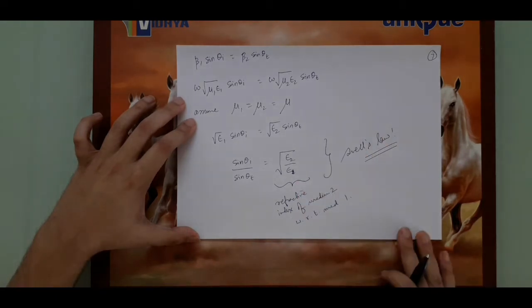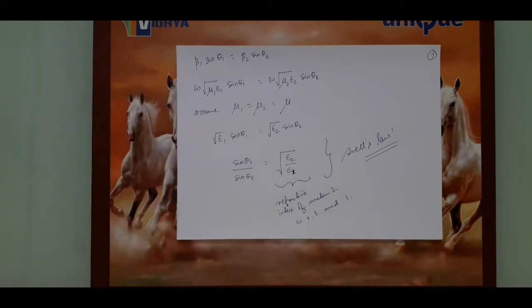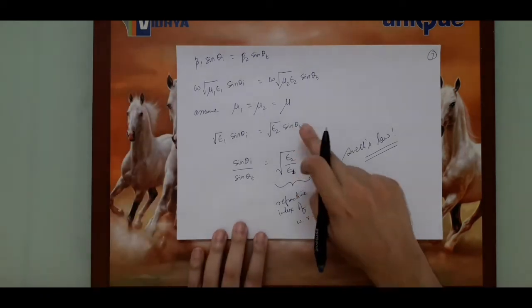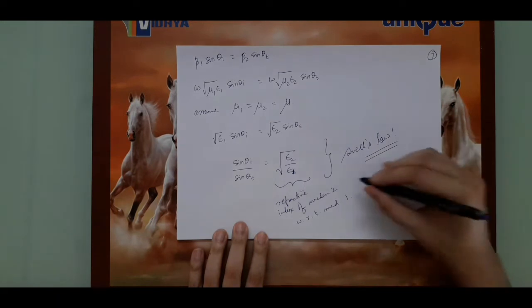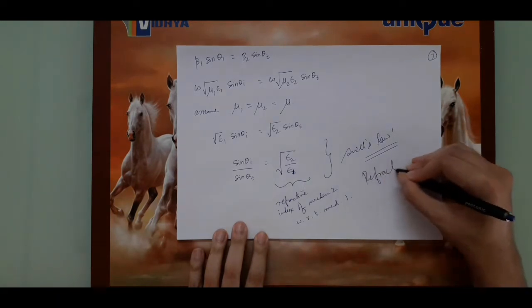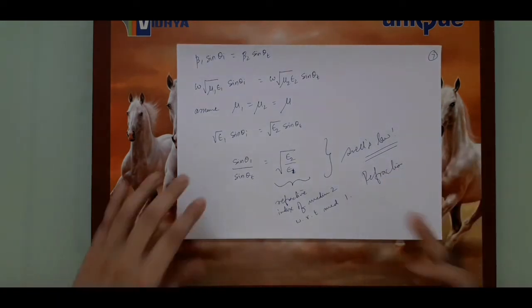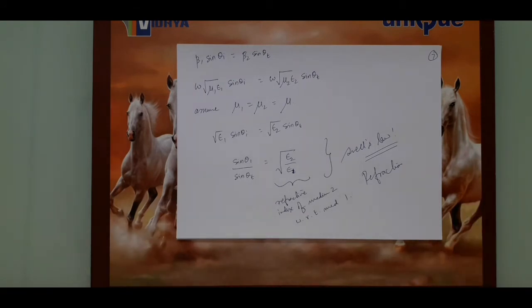So to satisfy the boundary conditions, we are seeing so many things happening. The wave is bending, that is refraction, and the wave is also inducing some field back in medium 1, that is the reflected wave. So today we have proved the basic laws of physics or optics that we studied in school, that is the law of reflection as well as refraction.